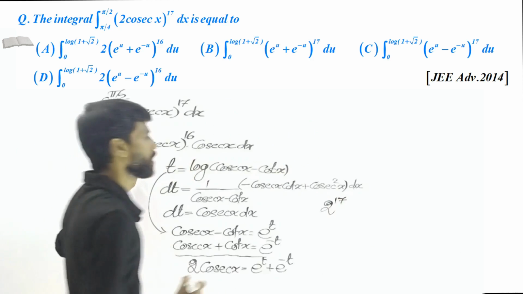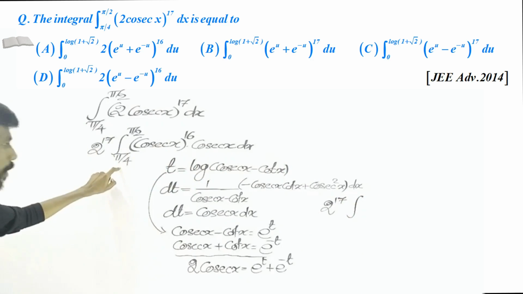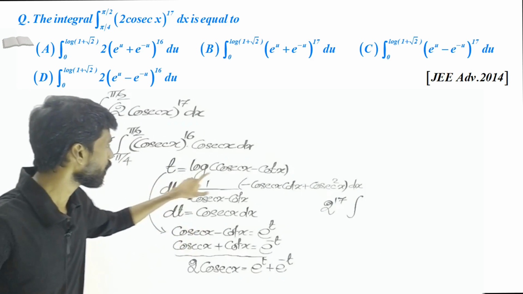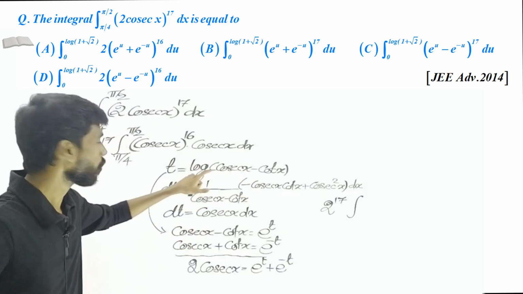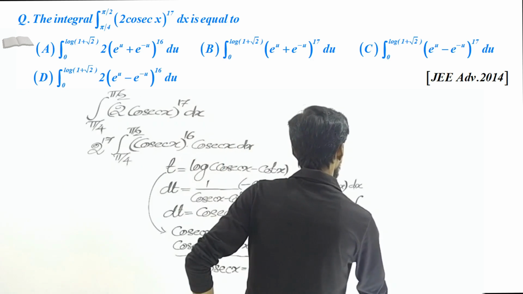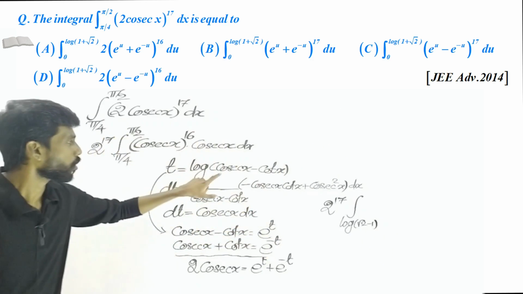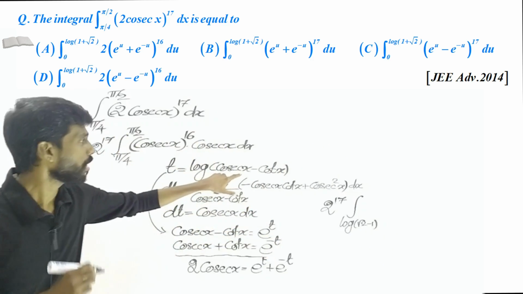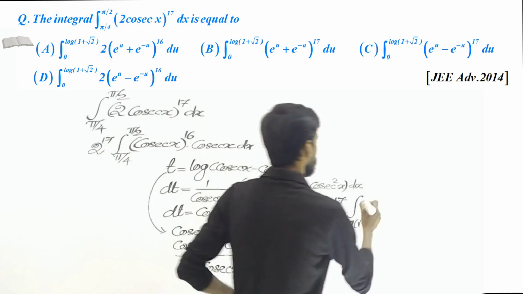The integration limits should also be changed now. What is the limit when x is pi by 4? When x is pi by 4, what is the value of t? Cosecant pi by 4 minus cot pi by 4 is root 2 minus 1, so log of root 2 minus 1. And when x is pi by 2, cosecant pi by 2 is 1 and cot pi by 2 is 0, which means log 1, that is 0.